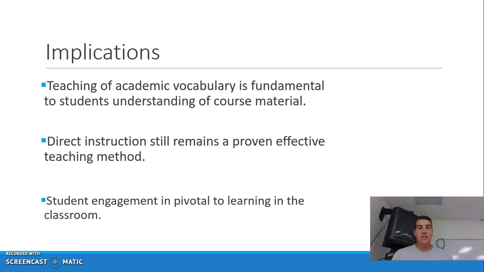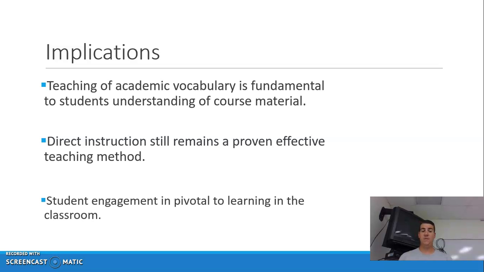Implications. One implication of the study is the teaching of academic vocabulary is fundamental to students' understanding of course material. Currently, unfortunately, this is not occurring in many classrooms, or if it is, it's infrequently occurring. Another implication of the study is that direct instruction still remains a proven effective teaching method. This should be used by teachers when presenting new or unfamiliar material to students.